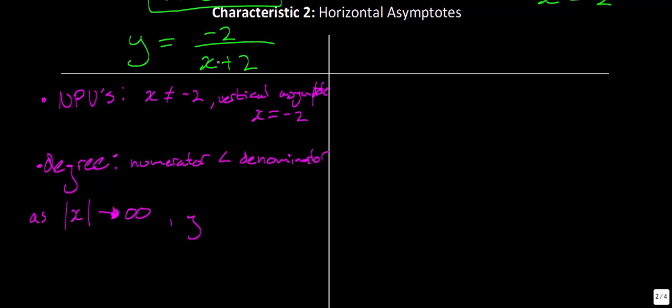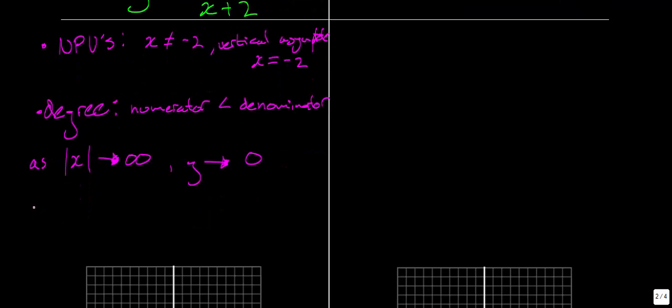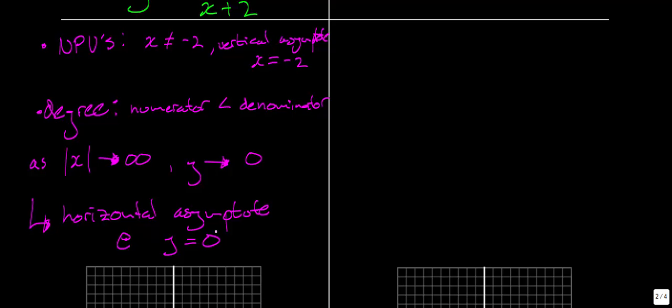What if we put an even bigger number in, like 100? We'd have -2 over 102, then 1,000, -2 over 1,002. What if we put 10,000? Well, you can see if you were to put that number in your calculator, that would be getting smaller and smaller. So as x gets closer and closer to infinity, we can say that y actually gets closer and closer to 0. So because y is getting closer and closer to 0, what we can say is that we have a horizontal asymptote at y equals 0. Okay?